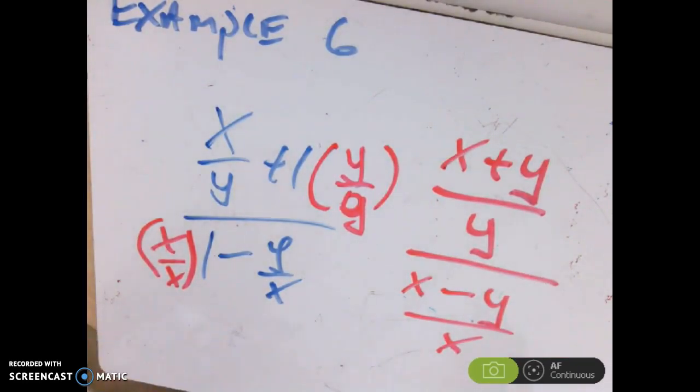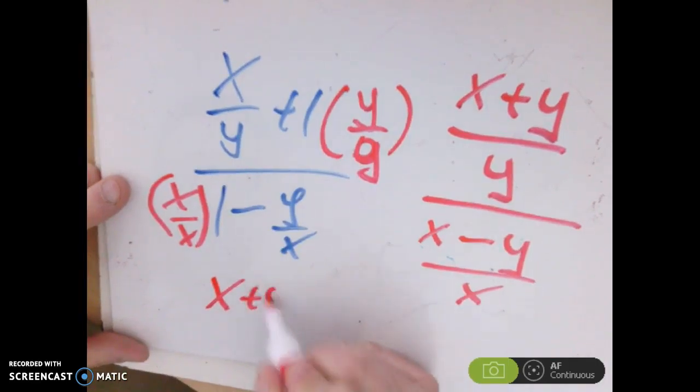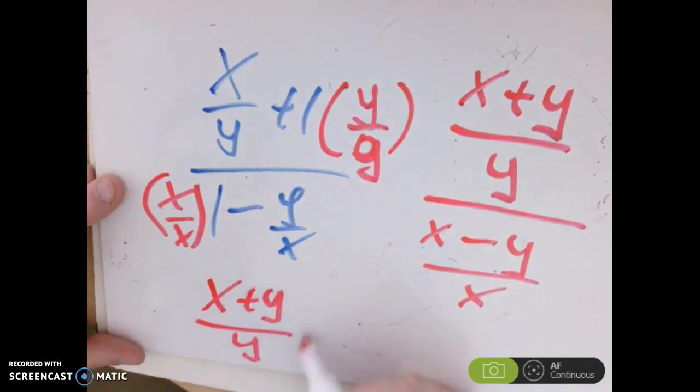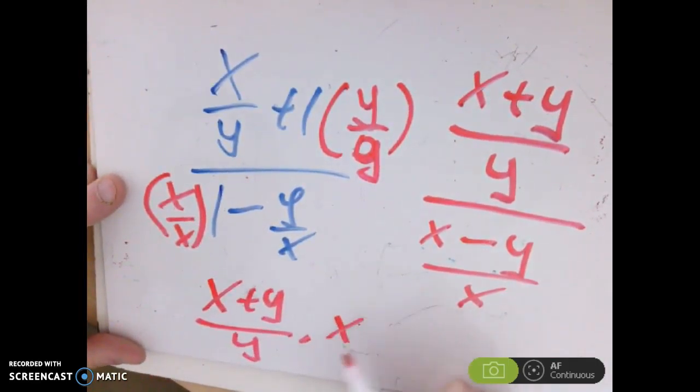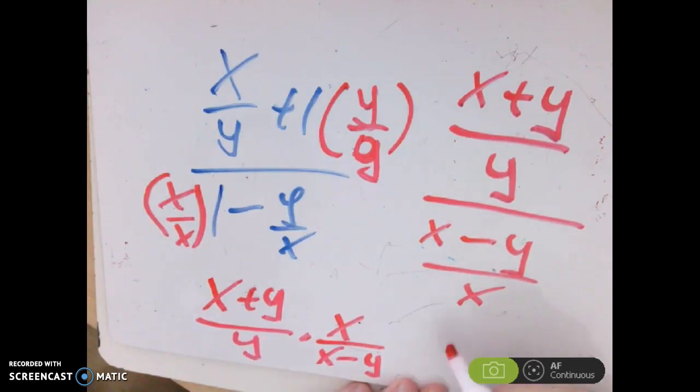And now it's kind of like the division problems that we had before. So we do keep, change, flip. So I can do x plus y over y times, I'll flip it, x over x minus y. And I'm going to be left with x squared plus xy over xy minus y squared.